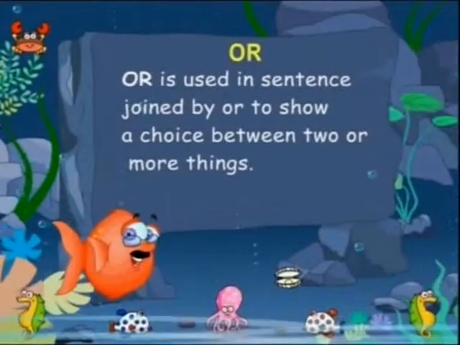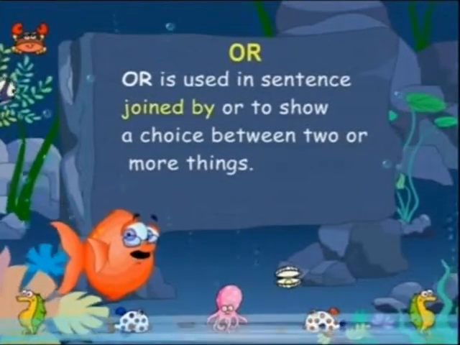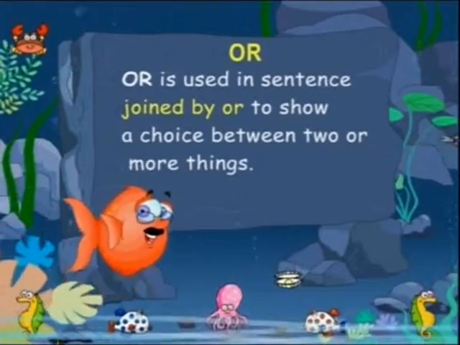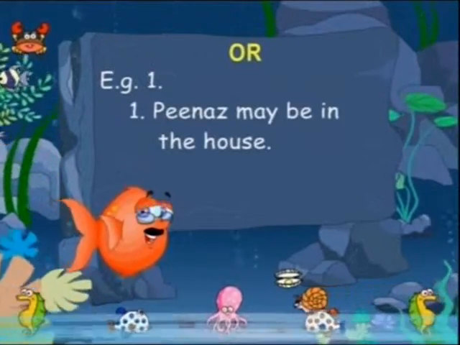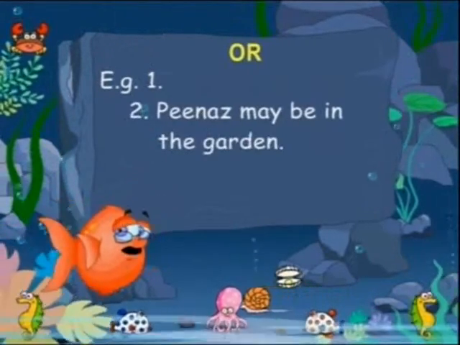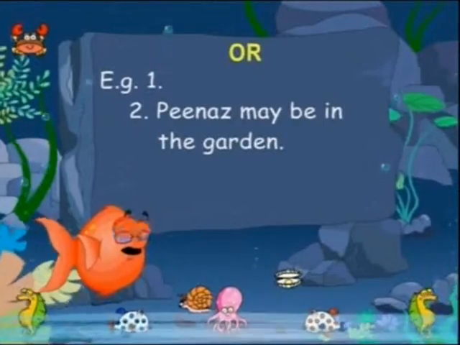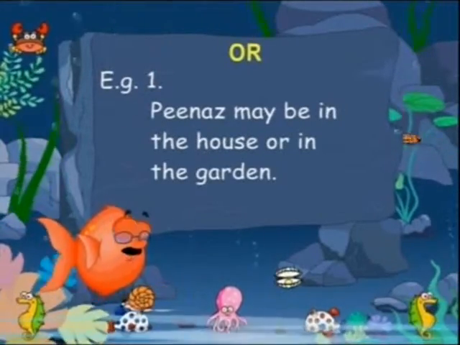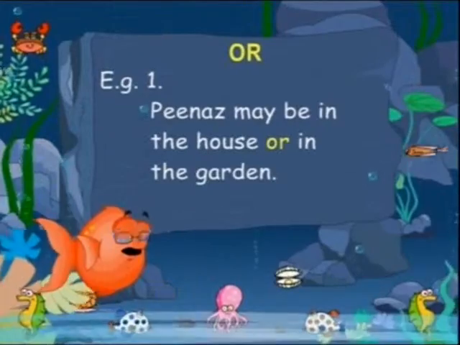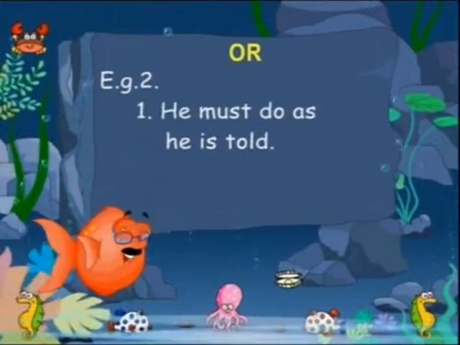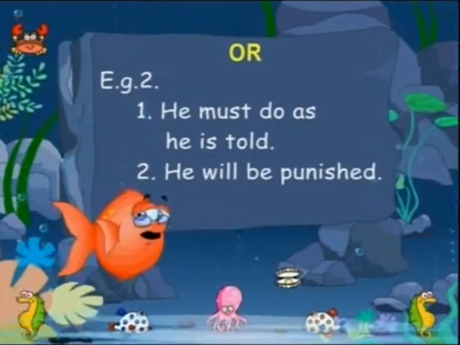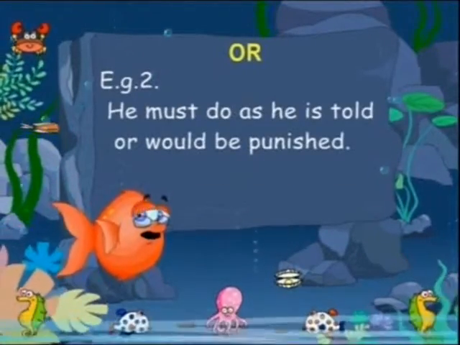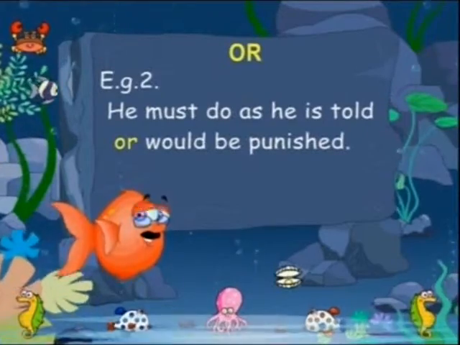The word or is used in a sentence to show a choice between two or more things. Example: Peanuts may be in the house. Peanuts may be in the garden. Peanuts may be in the house or in the garden. He must do as he is told. He will be punished. He must do as he is told or he will be punished.